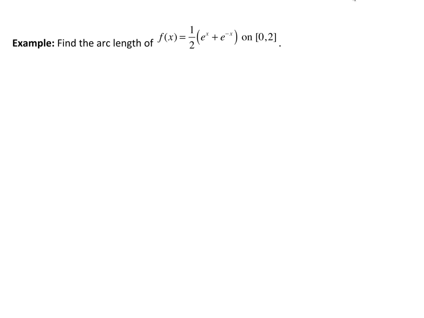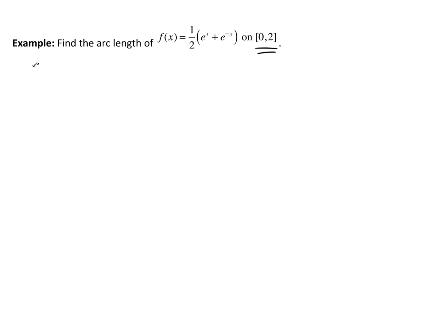Let's find the arc length of f(x) equals 1/2 (e to the x plus e to the negative x) on 0 to 2. This problem is kind of interesting because it requires a little bit of algebra that takes a little bit more thought. So let's pay close attention to what's going on here.